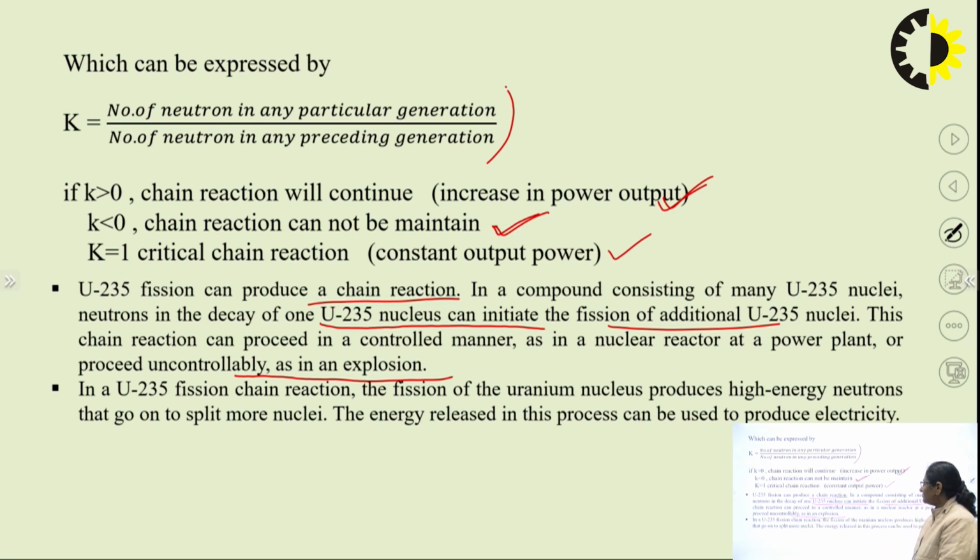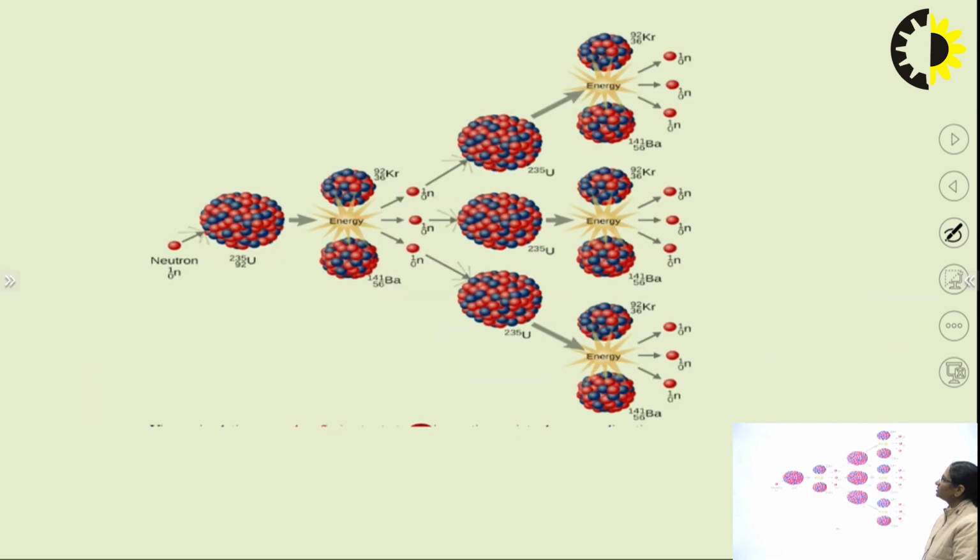If the chain reaction is taking place in a controlled manner, it will result in a controlled power output, right? If the chain reaction is uncontrollable, it will proceed to an explosion. In a uranium-235 fission chain reaction, the fission of a uranium nucleus produces high energy neutrons that go to split more nuclei. The energy released in this process can be used to produce electricity.